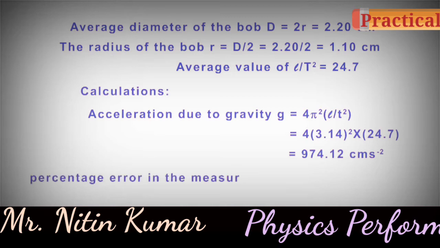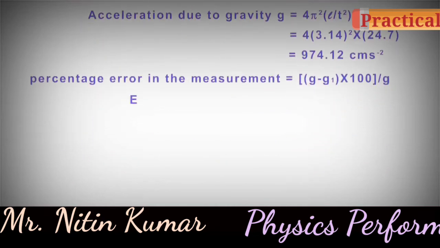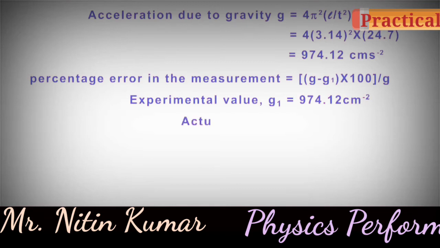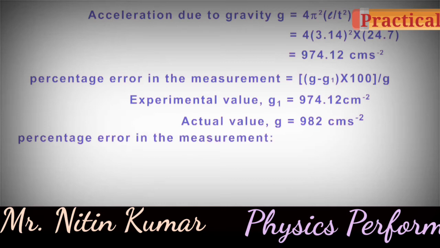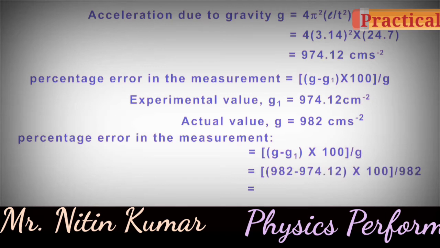Percentage error in the measurement is equal to (g minus g1) into 100 divided by g. Experimental value g1 is equal to 974.12 centimeters per second square. Actual value of g is equal to 982 centimeters per second square. Percentage error in the measurement is equal to (g minus g1) into 100 divided by g, which is (982 minus 974.12) into 100 divided by 982, which is 0.8%.